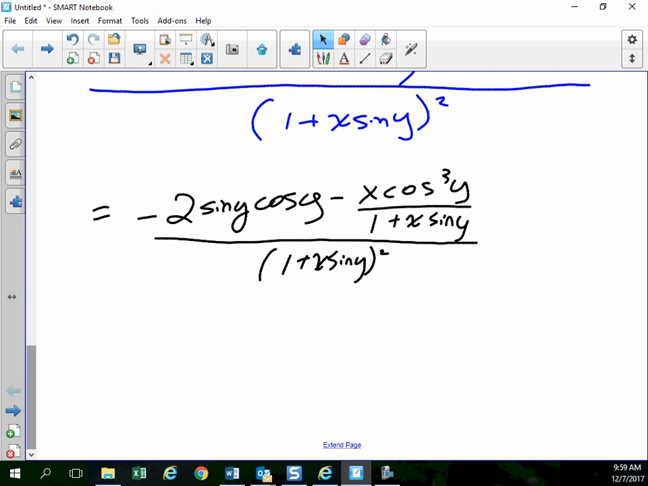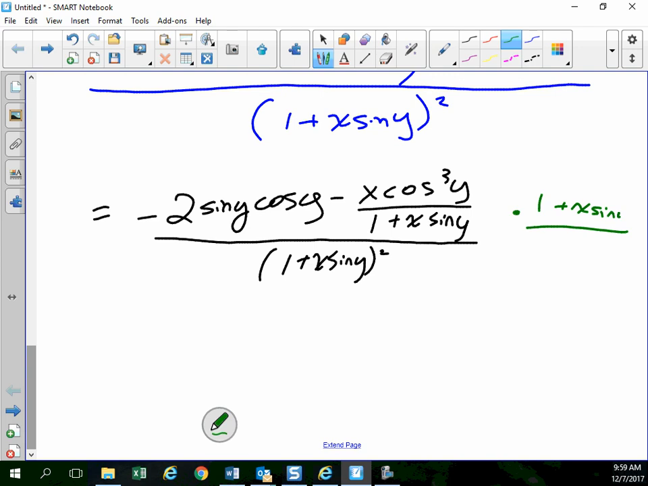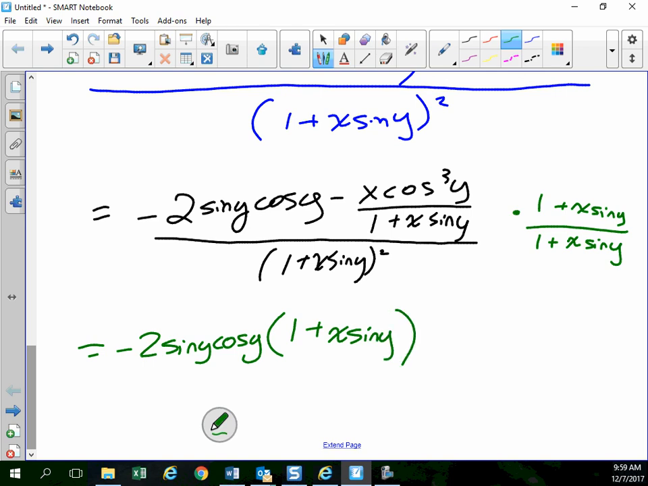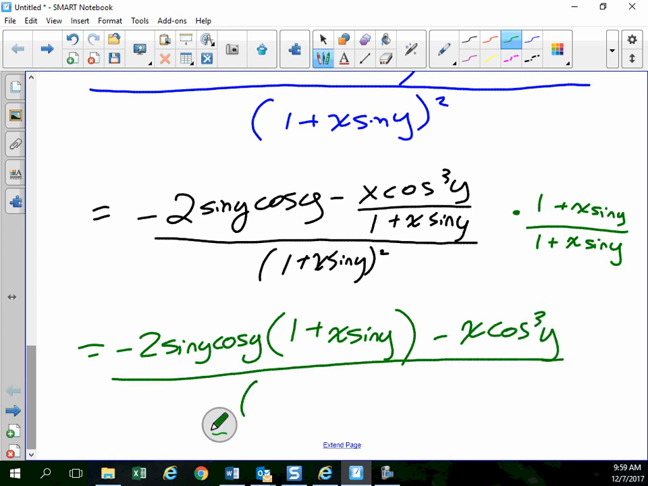So you know what I'm going to do? I'm going to multiply the top and bottom by 1 plus x sine y. Yes, you're going to split it into 2 separate fractions. If you multiply top and bottom by 1 plus x sine y, that means that this over here is also going to get a 1 plus x sine y. But this piece right here, those are going to cancel out. That's the whole point. And on the bottom, it's going to get another one.